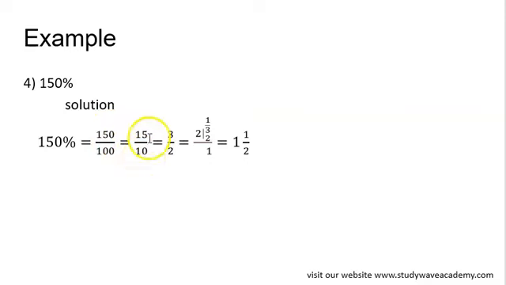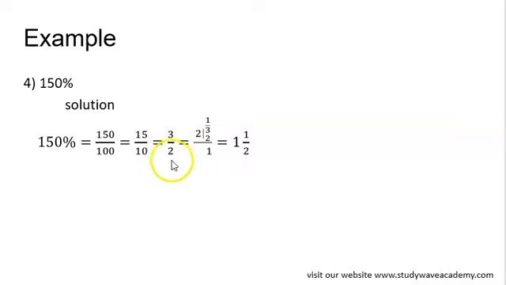And how do we reduce 15/10? Because this cannot be the lowest. There should be a number that can divide 15 and also divide 10. What is that number? 5. 5 can divide 15 and 5 can divide 10. If 5 divides 15, it's going to give us 3. And if 5 divides 10, it's going to give us 2. So we have 3/2. This is our lowest form, and we can leave it like this.